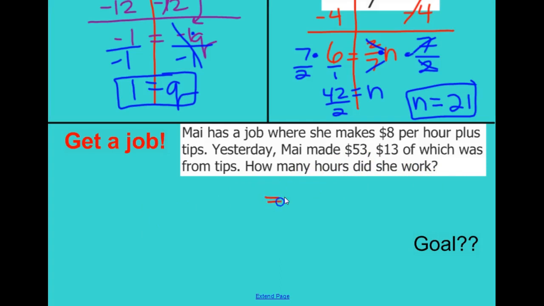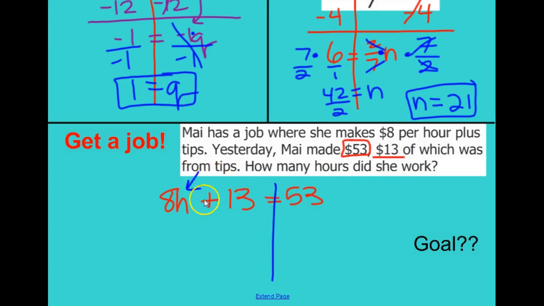We know she made a total of $53. She makes $8 per hour, so she makes 8 every time an hour goes by. So 8 times the number of hours, plus she makes $13 in tips. How many hours did she work? So we need to figure out H, the number of hours.